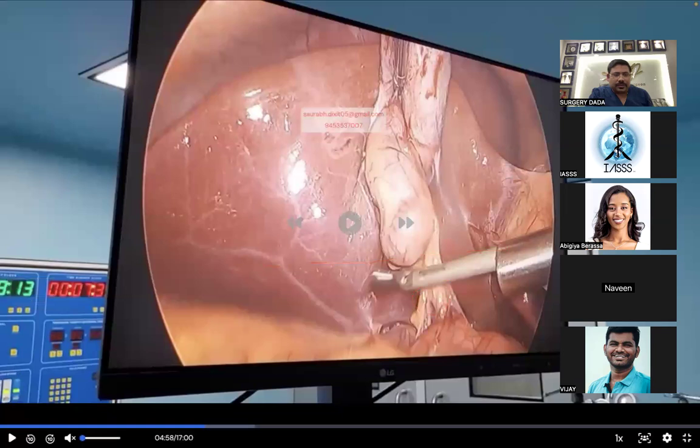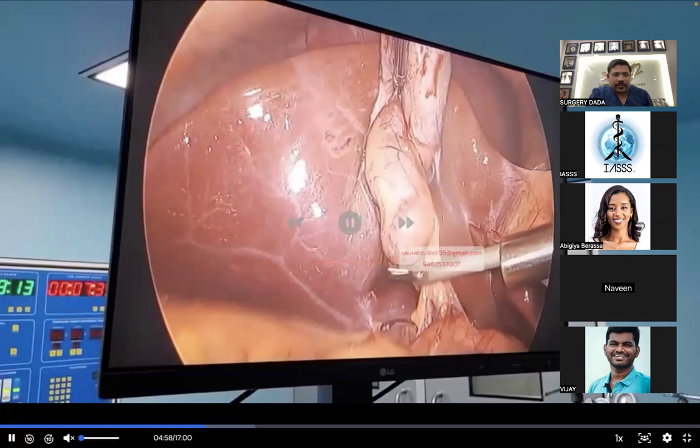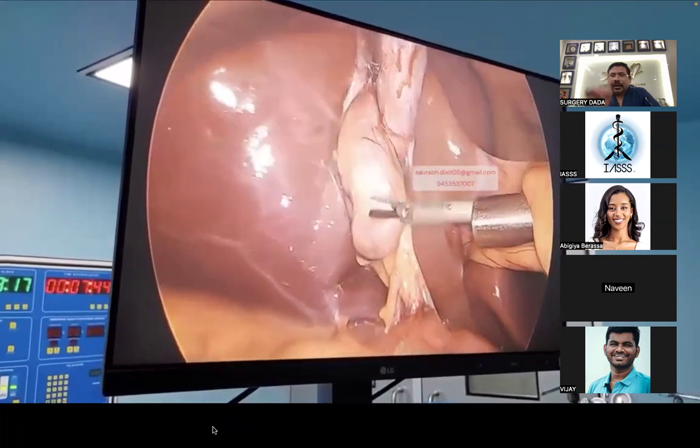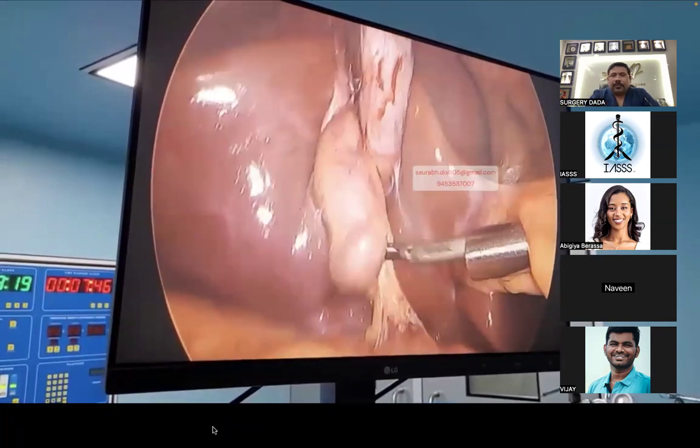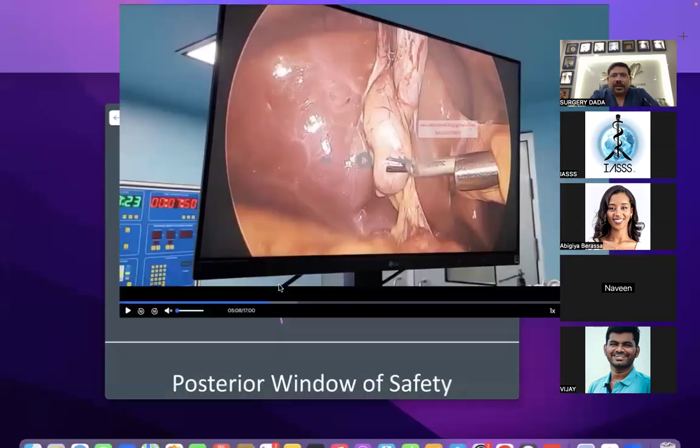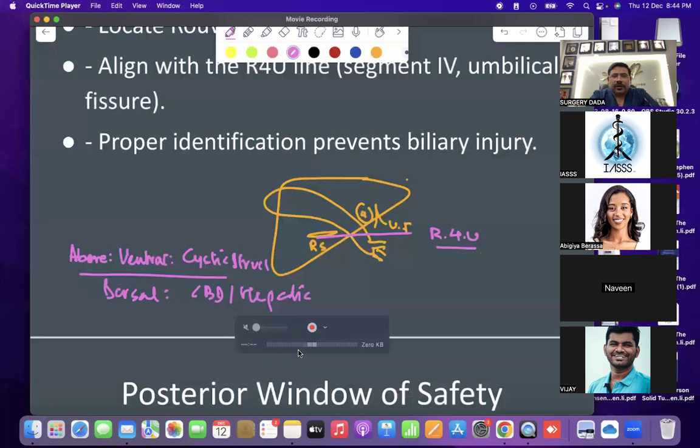So let us resume and let us start this. Just see. I will start the dissection, and the next step is opening up the posterior window. So we have all seen what the R4U line is, and now we will see the concept of the posterior window of safety.